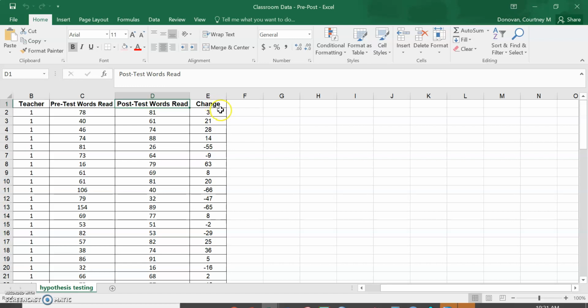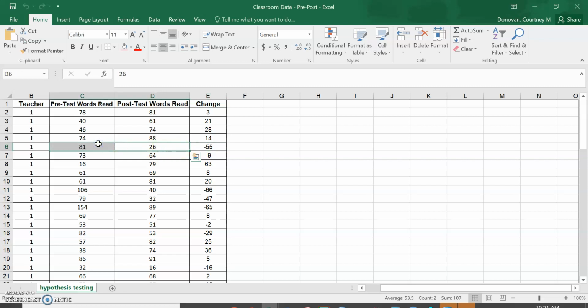We also went ahead and calculated the change, so how many words from pre to post were gained. In this case, for student 1, this guy right here, we can see that they read 3 more words. Student 2 read 21 more words, and we have some students that actually went backwards for whatever reason.